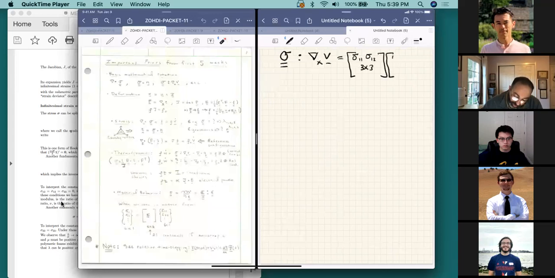I multiply this times the partial of V1 with respect to x1, partial of V1 with respect to x2, and so forth. That's also a 3 by 3 matrix. And then I proceed to multiply this times this times this, add them all up, and that gives me a scalar that is the so-called stress power. So this is the stress power.